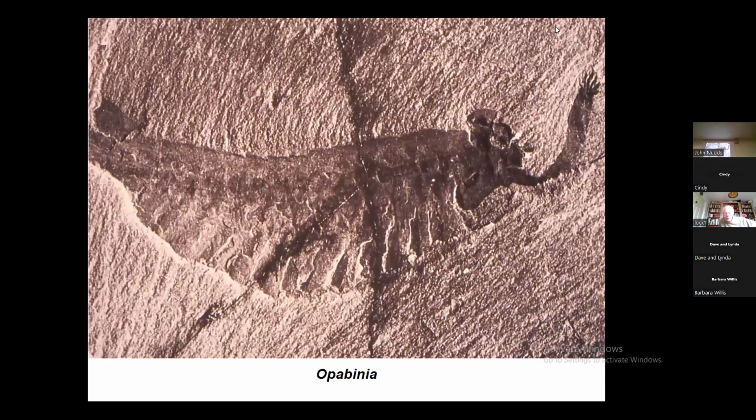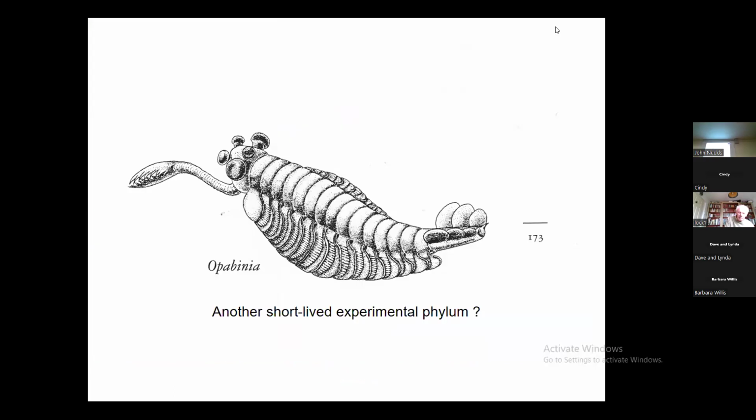Here's another strange Burgess beast, again described by Harry Whittington, Opabinia. And I was at a talk in 1972 at the Paleontological Association conference when Harry put this slide on the screen. It was his reconstruction of Opabinia, and it was greeted by the audience with an audible laugh. They thought, oh, Harry's gone off his rocker at last.